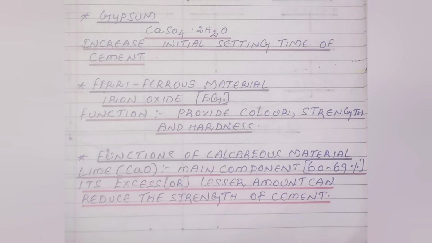Gypsum, CaSO4 2H2O. Increases initial setting time of cement. Ferriferous material, iron oxide. Functions: provide color, strength and hardness. Functions of calcareous materials. Lime, CaO, main component, 60 to 69%. Its excess or less amount can reduce the strength of the cement.